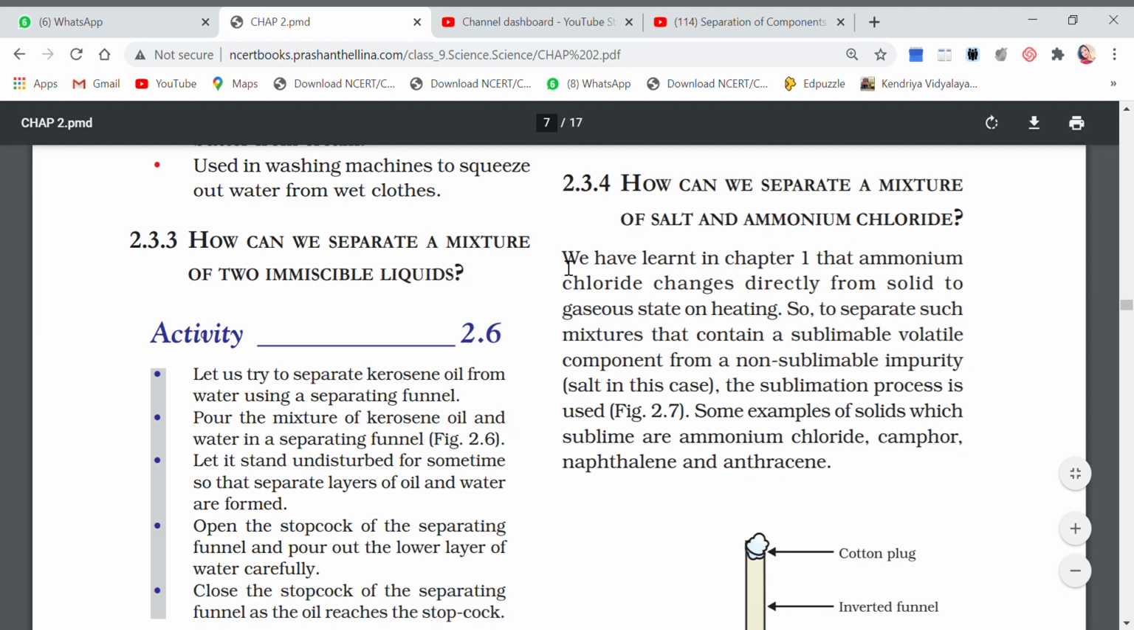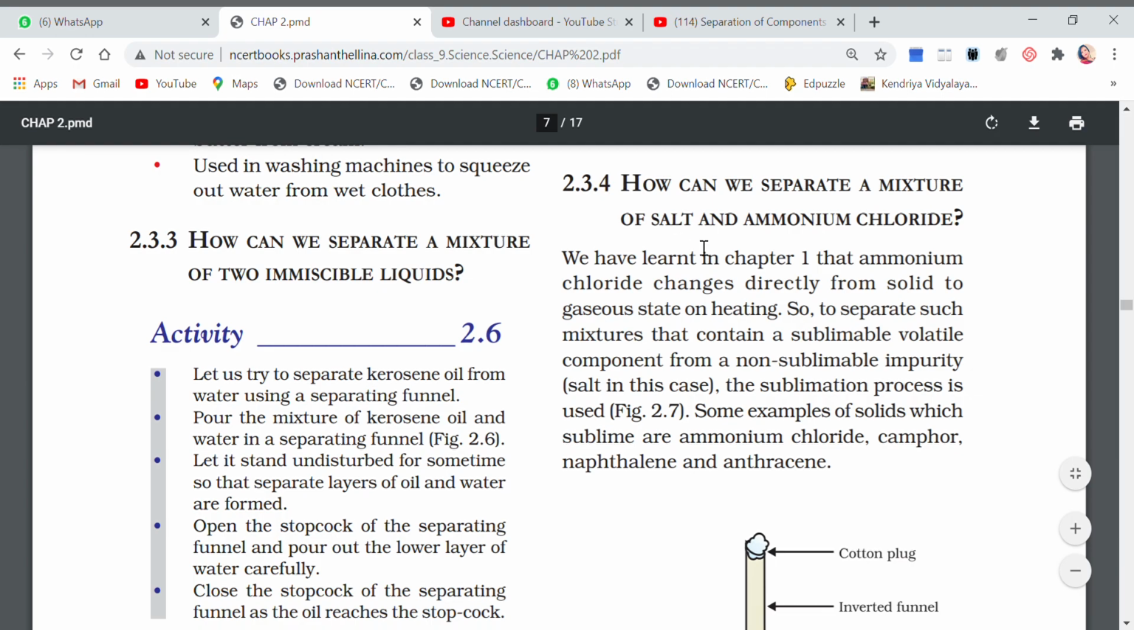Listen to it carefully. We have learnt in chapter 1, this I told you, you have already done in chapter 1, that ammonium chloride changes directly from solid to gaseous state on heating. So, to separate such mixtures that contain a sublimable volatile component from a non-sublimable impurity like salt, here salt is the impurity, the sublimation process is used.